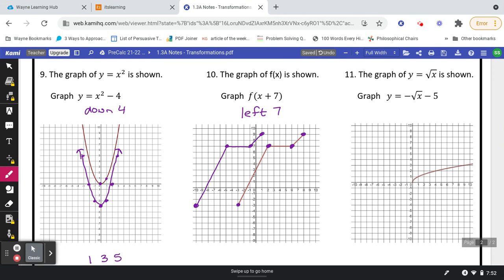Problem 11 is a square root graph. It has 2 changes happening, 2 transformations. It has a negative in front. That's going to flip it up, down. It also has a -5. That -5 is not inside the square root bar. You can see the square root bar ends before the -5 starts. That means it's at the end and it's going to move down 5.